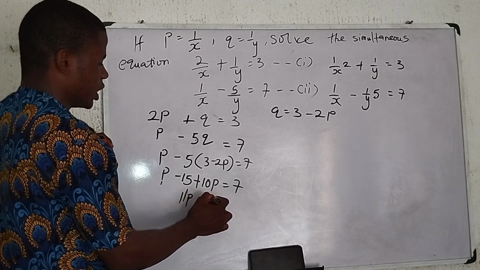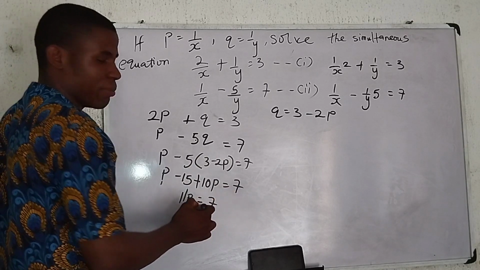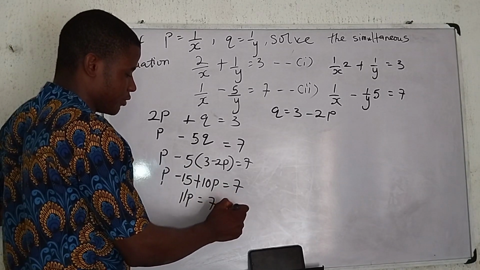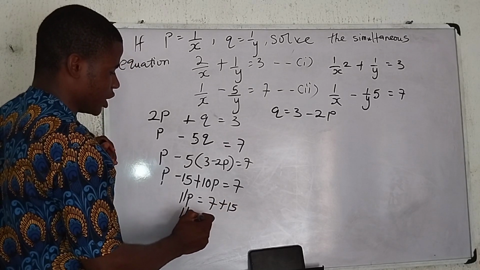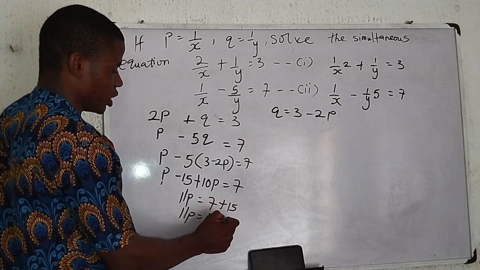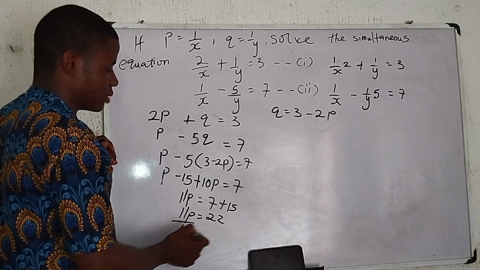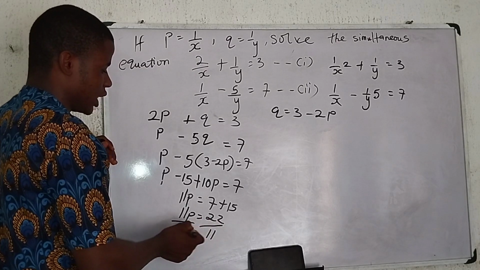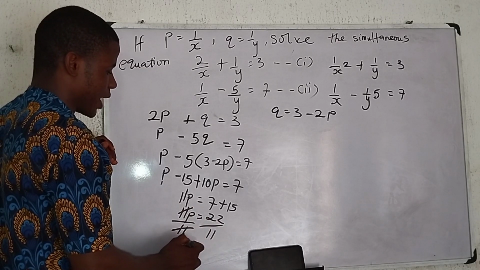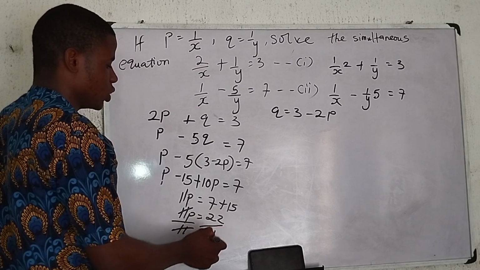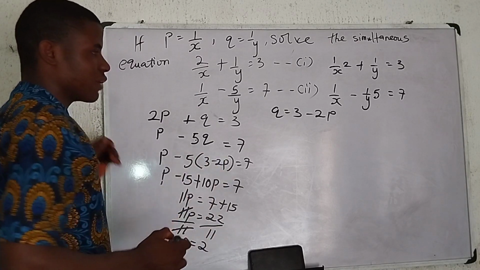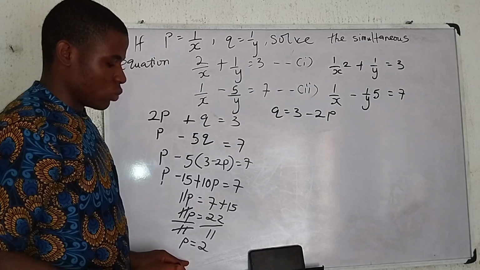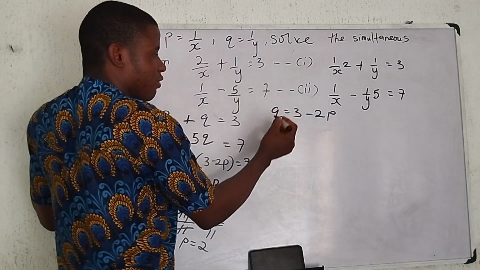Then 7 minus 15 going over becomes plus 15. So I have 11P equals 7 plus 15, which is 22. I'm going to divide both sides by the coefficient of P, which is 11. 22 divided by 11 is 2. So I've gotten the value of P, which is 2.